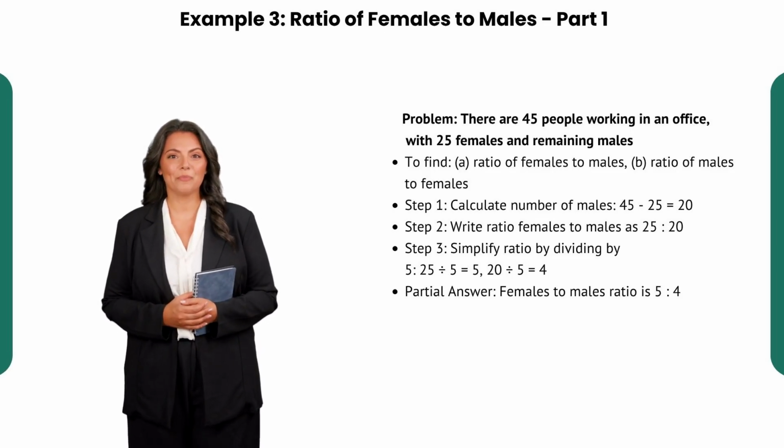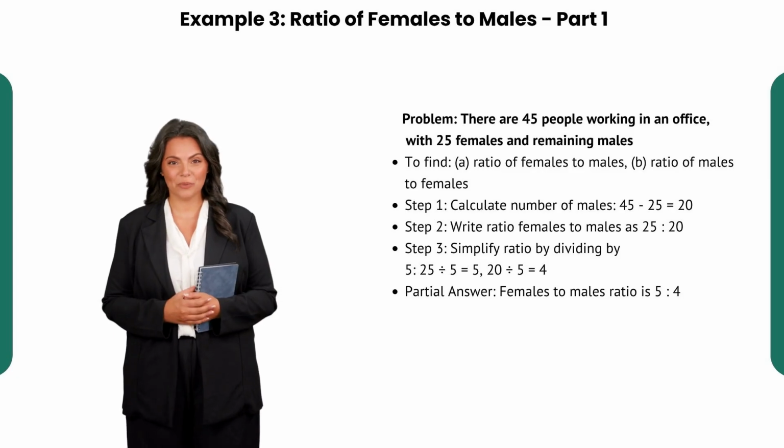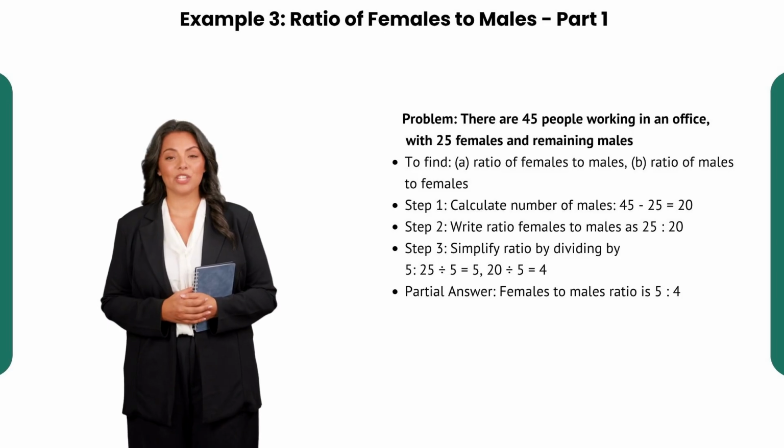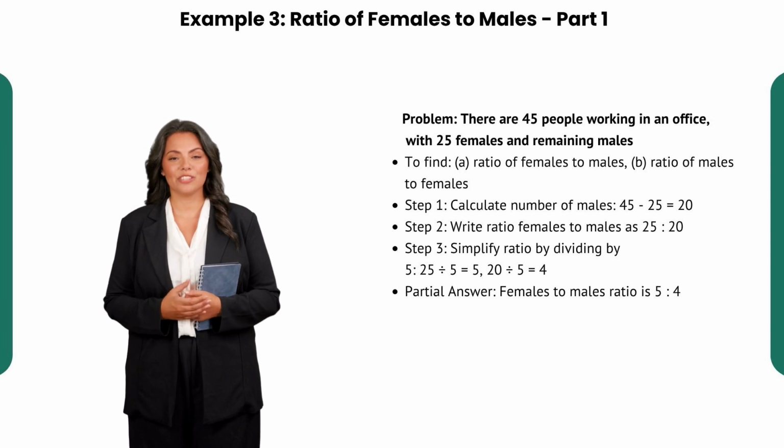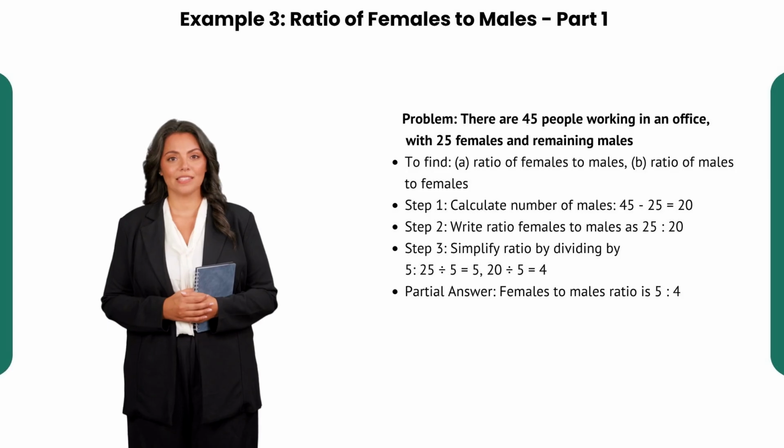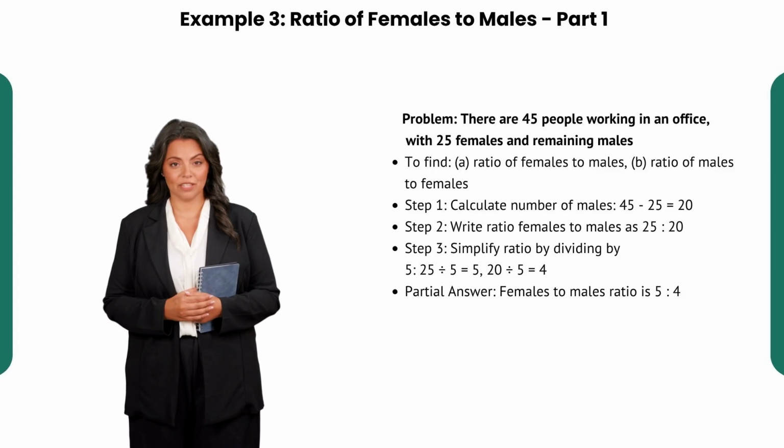Step 2. Write the ratio females to males as 25 is to 20. Step 3. Simplify the ratio by dividing both numbers by their greatest common divisor, which is 5. Dividing 25 by 5 gives 5. Dividing 20 by 5 gives 4. So, the simplified ratio of females to males is 5 is to 4. In the next slide, we'll finish the problem by finding the ratio of males to females and discuss the differences.